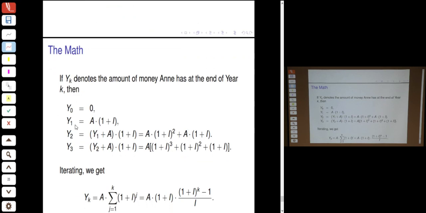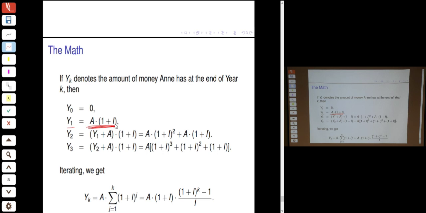So at the end of the first year, Anne's saving of $A at the beginning of the year has received this interest payment for 1 year. So at the end of the first year, it grows, it becomes inflated by a factor of 1 plus I, right? That's what annual interest rate is all about. So this is the amount of money which Anne has at the end of the first year.